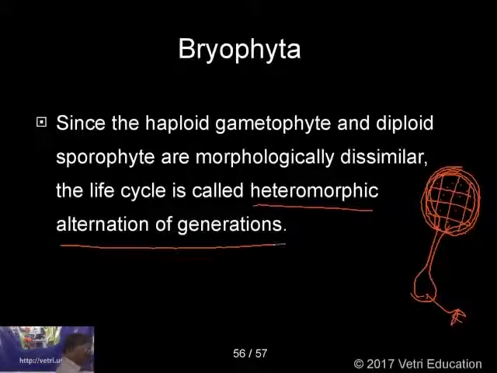Alternation of generation means the haploid gametophyte gives diploid sporophyte and diploid sporophyte in turn gives haploid gametophyte, that is alternation of generations. Where both gametophyte and sporophyte are of the same size and structure, that is called isomorphic alternation of generation. But here there is a difference between the gametophyte and sporophyte, so it is known as heteromorphic alternation of generations.